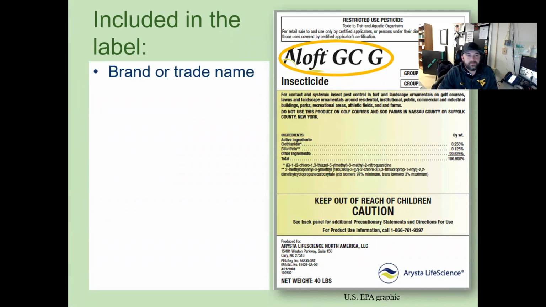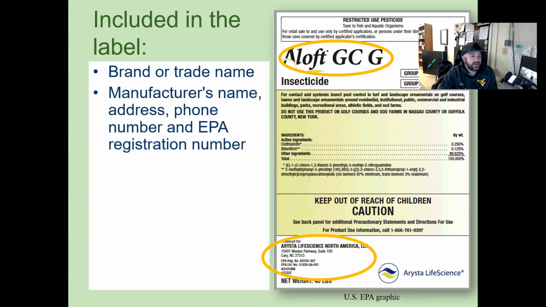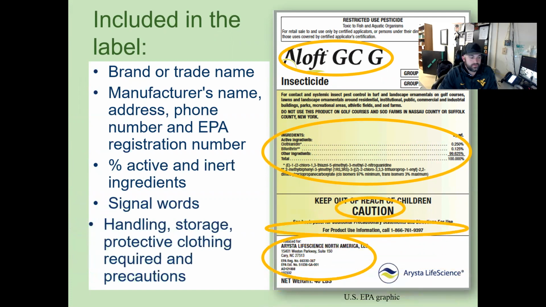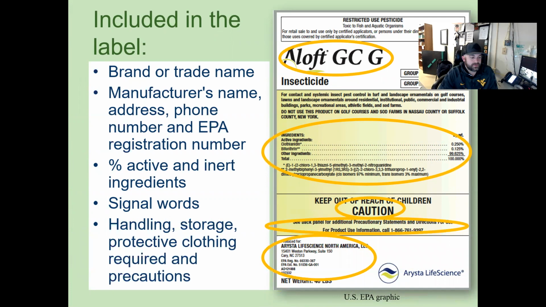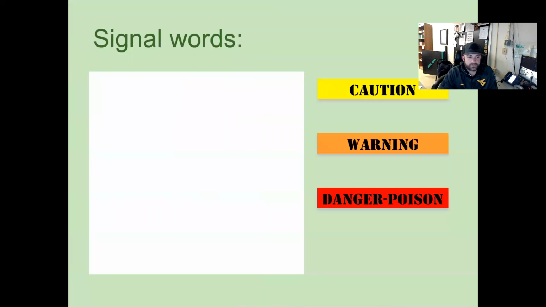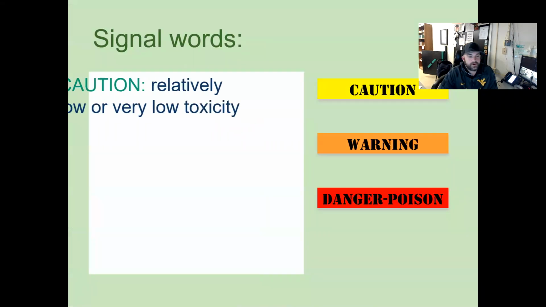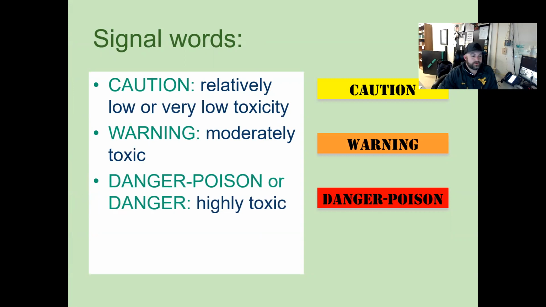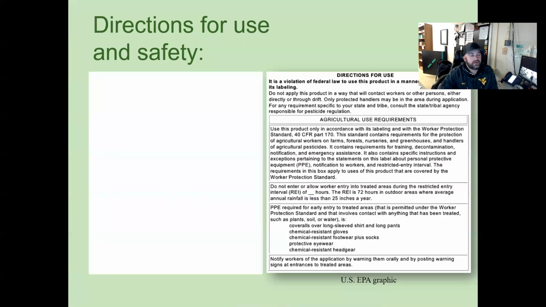We have the brand or trade name, manufacturer's name, address, phone number, and EPA registration number, percentage of active and inert ingredients, signal words, and handling, storage, protective clothing required, and precautions. So our signal words here: caution, warning, and danger, poison. Starting with caution is relatively low or very low toxicity. Warning, which is moderately toxic. And danger, poison, or danger, which is highly toxic.